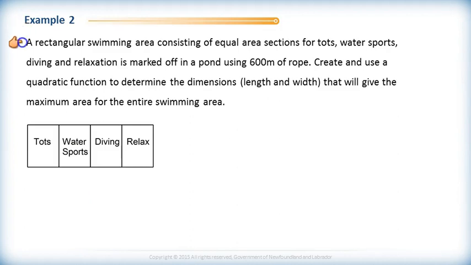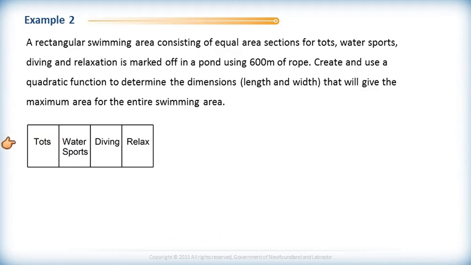In example 2, a rectangular swimming area consisting of equal area sections for tots, water sports, diving, and relaxation is marked off in a pond using 600 meters of rope. Create and use a quadratic function to determine dimensions, that is the length and width, that will give the maximum area for the entire swimming area.